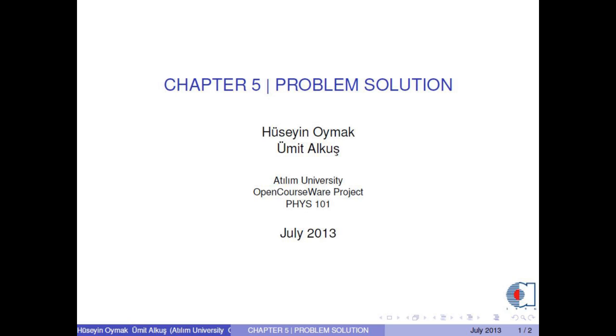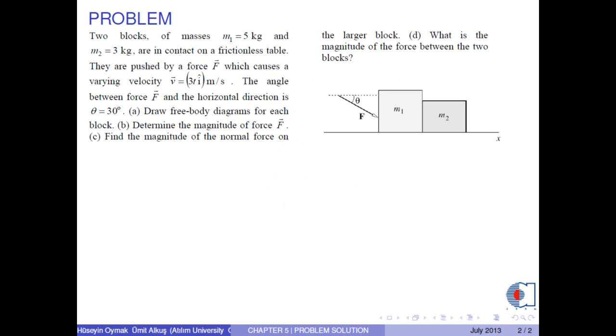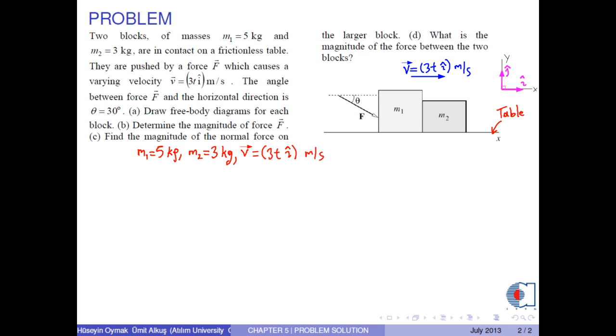In this video, we will solve one problem in Chapter 5. Two blocks of masses M1 = 5 kg and M2 = 3 kg are in contact on a frictionless table. They are pushed by a force F which causes a varying velocity v = 3t i-hat meters per second. The angle between force F and the horizontal direction is theta equal to 30 degrees.